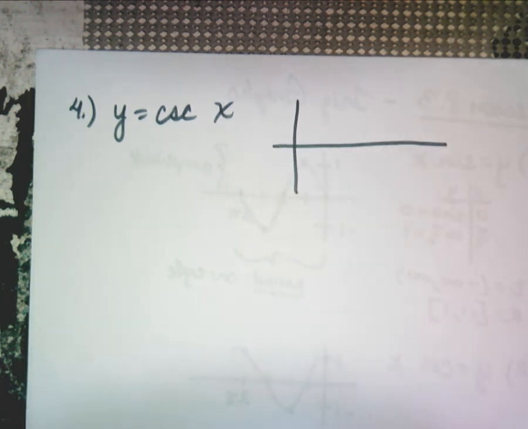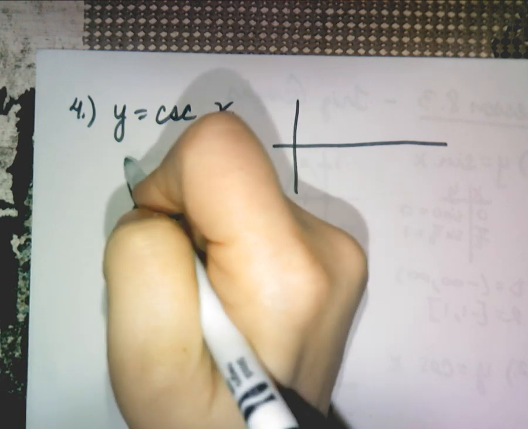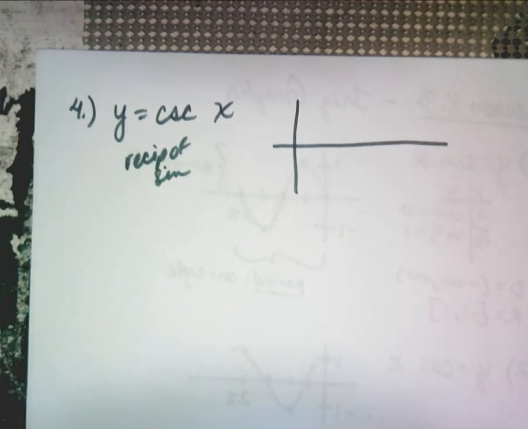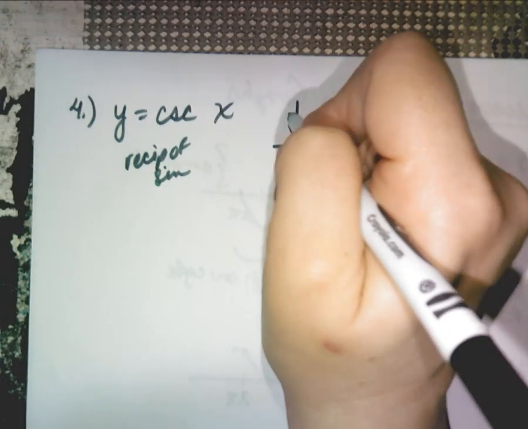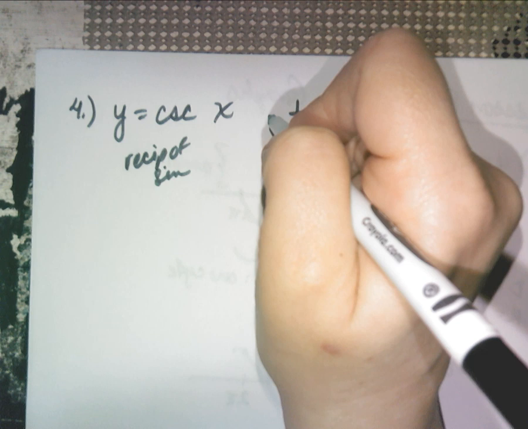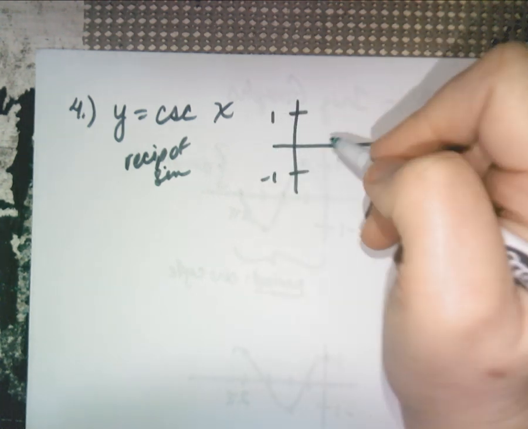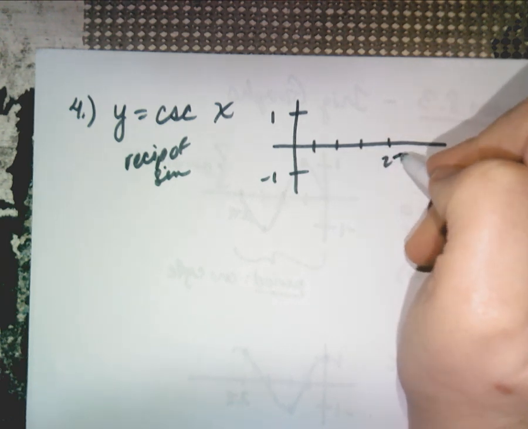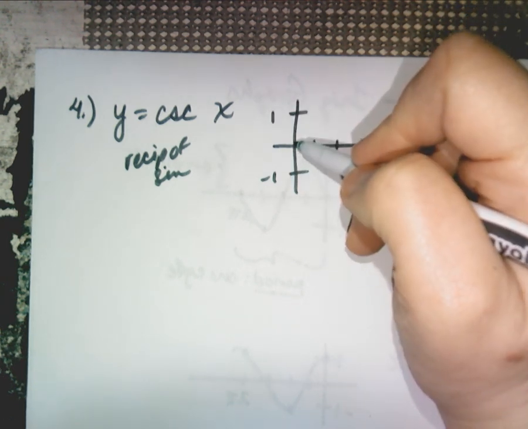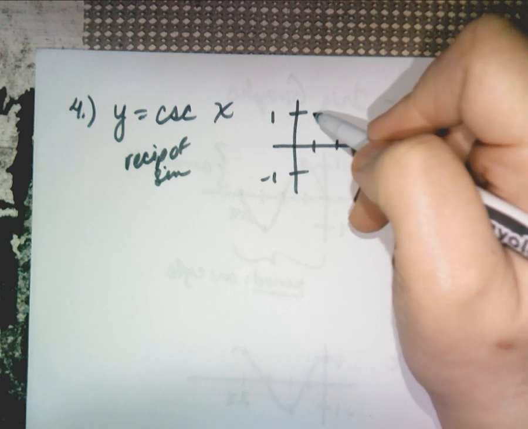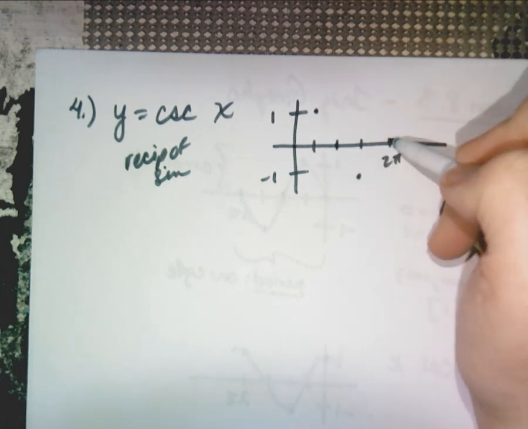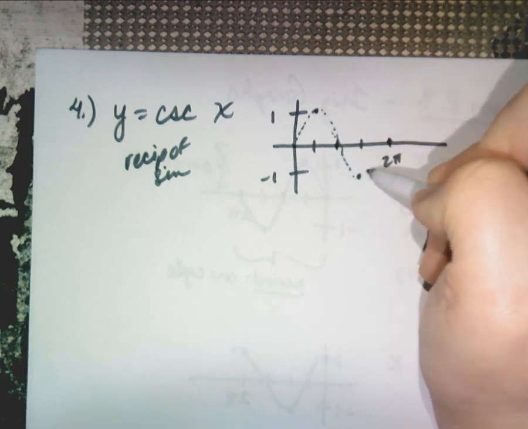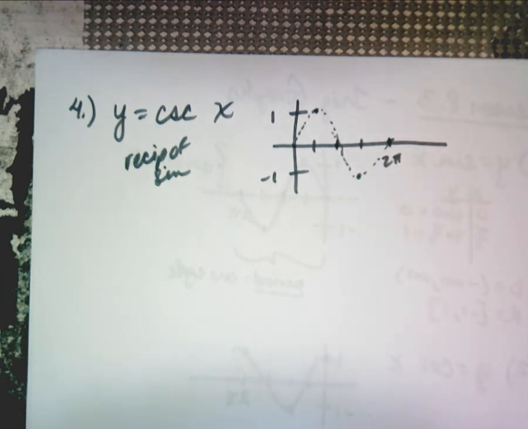So now let's talk about cosecant. Cosecant is the reciprocal of sine. You all agree with that? Okay. So what I would do is draw sine. I would make my 1, 2, 3, 4, 5 marks here. I would draw sine, going dot, dot, dot, dot, dot, and I would make those dashed like that. I'll tell you why in a minute.